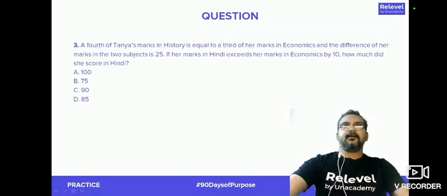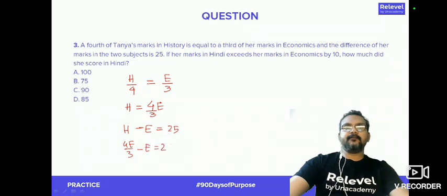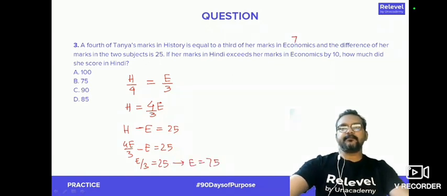Number 3. A fourth of Tanya's marks in history is equal to a third of her marks in economics. So from here we get H is equal to 4E by 3. And the difference is 25. So H minus E is 25. So 4E by 3 minus E is 25. This is E by 3 is 25. So that will give us E as 75. So economics gave us 75 marks. And hence history would be 75 plus 25. So that would be 100 marks.